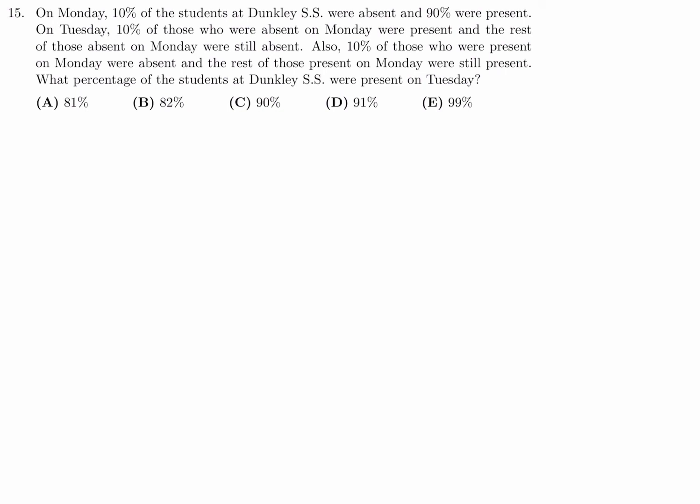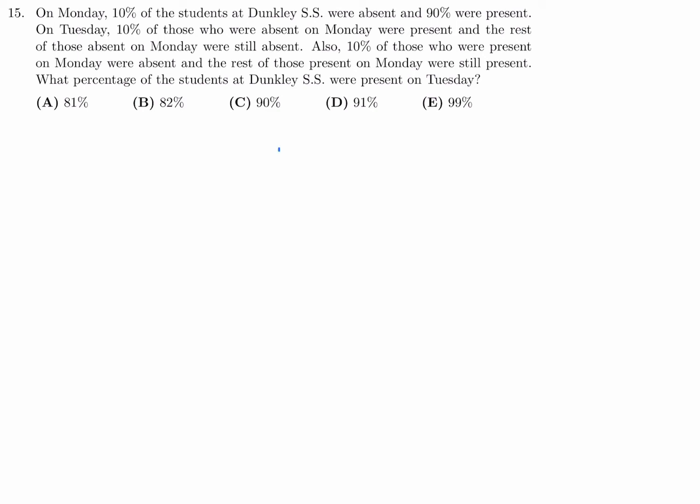On Monday, 10% of the students at Dunkley Secondary School were absent and 90% were present. On Tuesday, 10% of those who were absent on Monday were present, and the rest of those absent on Monday were still absent. Also, 10% of those who were present on Monday were absent, and the rest of those present on Monday were still present. What percentage of the students at Dunkley Secondary School were present on Tuesday?